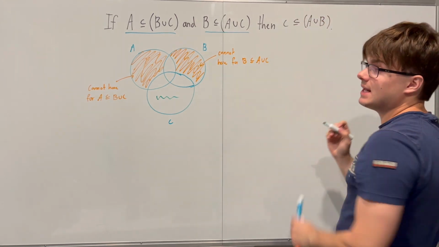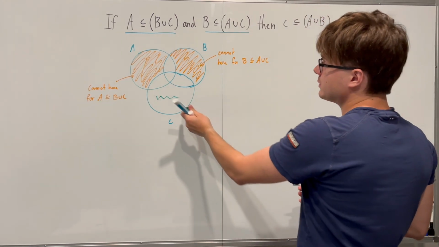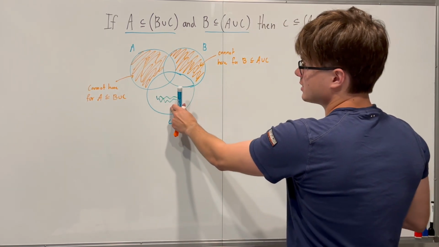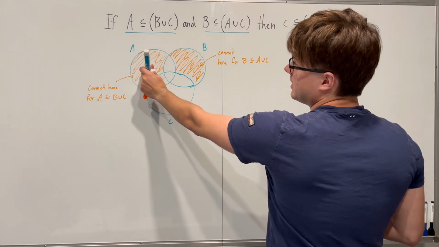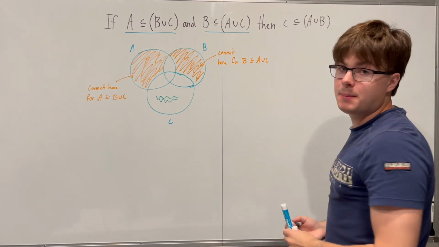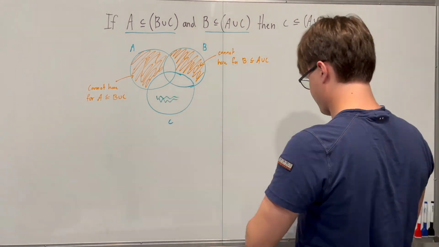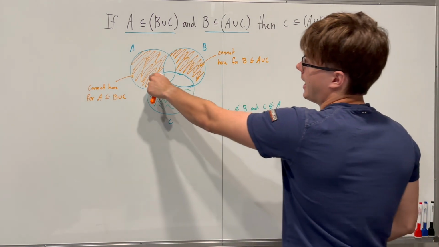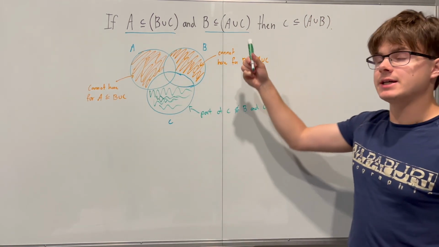So that means that this statement must be false because we found elements in C, any element that is going to be in this part of C is not going to be in A or in B, or in both. There we go, we've proven that not all of C is going to be in A or in B, so this statement is going to be false.